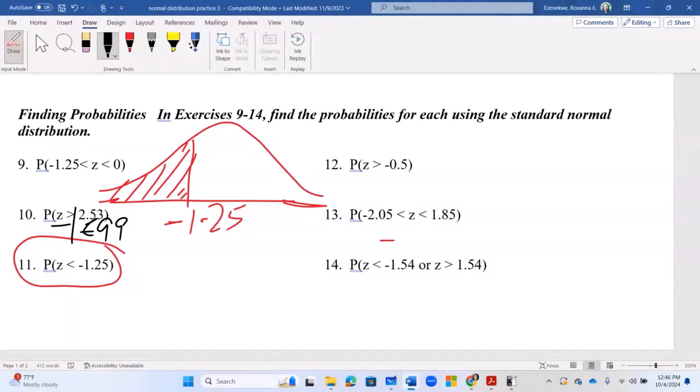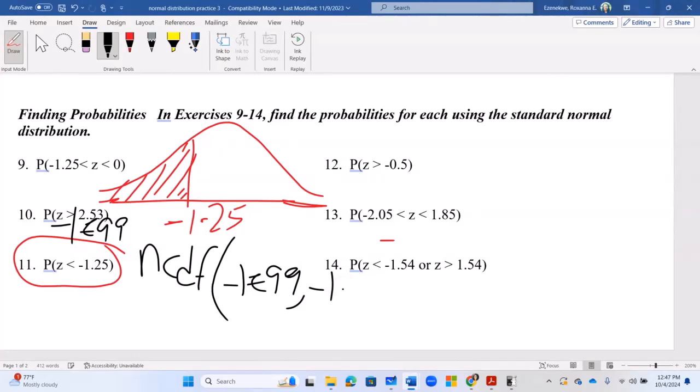Then I will write the argument for my calculator: normal CDF, starting from the lower bound, which is negative infinity, negative 1e to the power 99. The upper bound is negative 1.25. The mean is 0, the standard deviation is 1. So I will calculate.